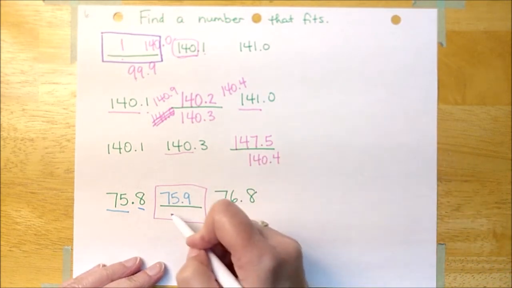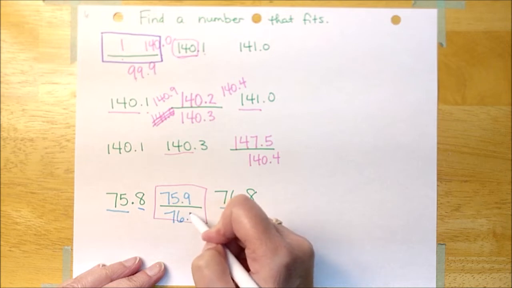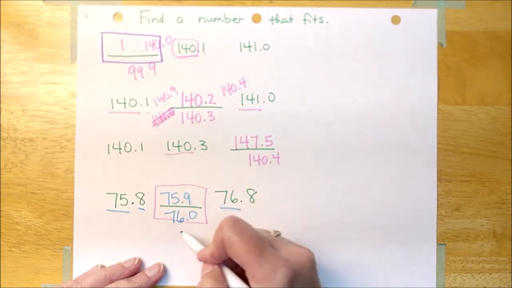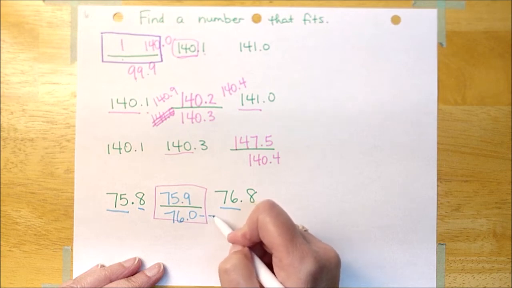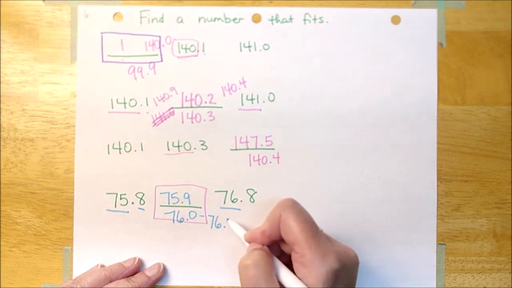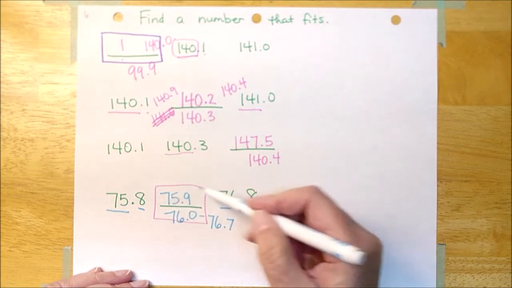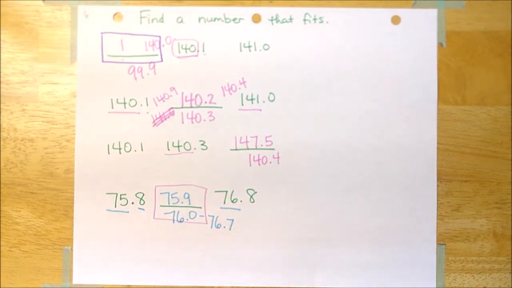Could also say 76 and 0 tenths. That comes next after this one. It's still before this one. I could go all the way to 76 and 7 tenths. So I have a couple of options that would fit in there, but not a whole lot.